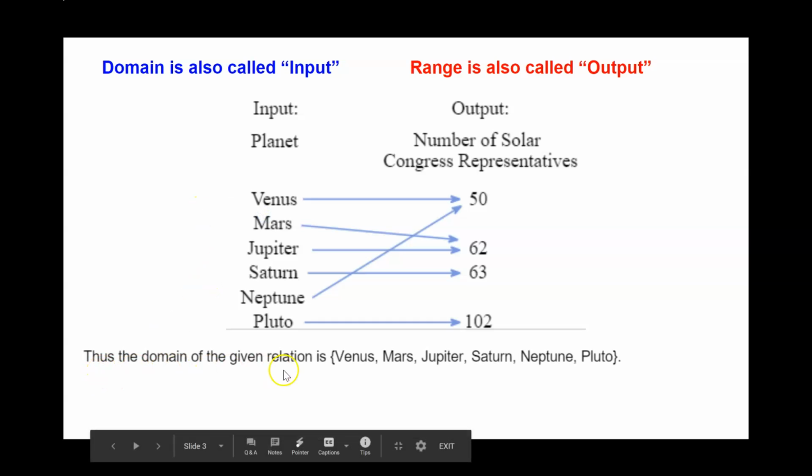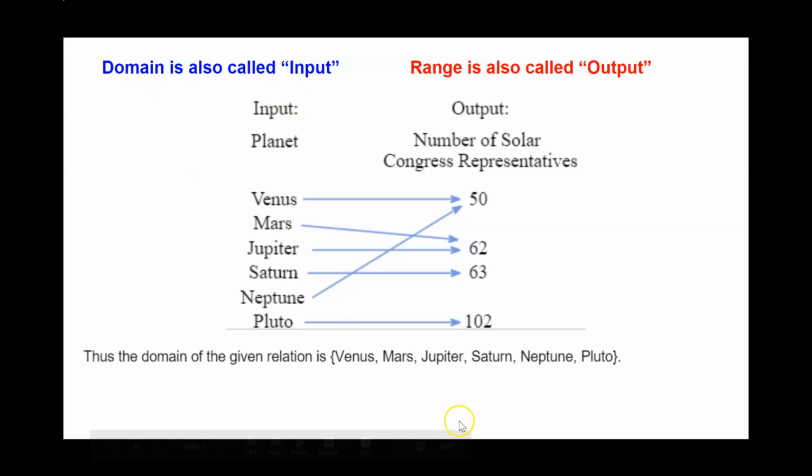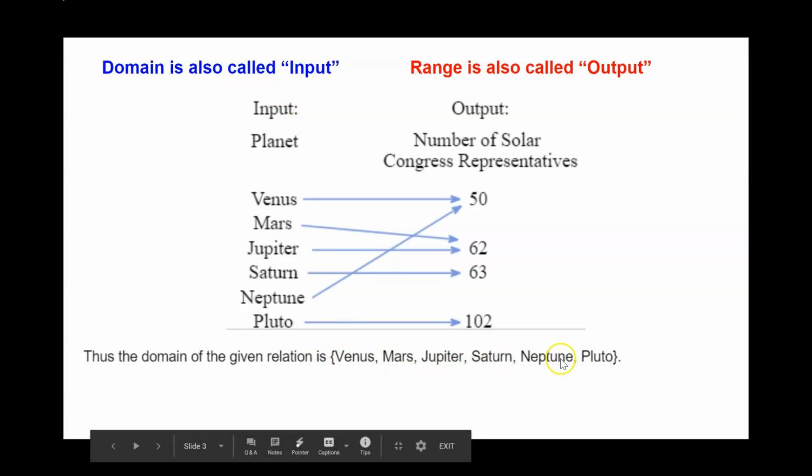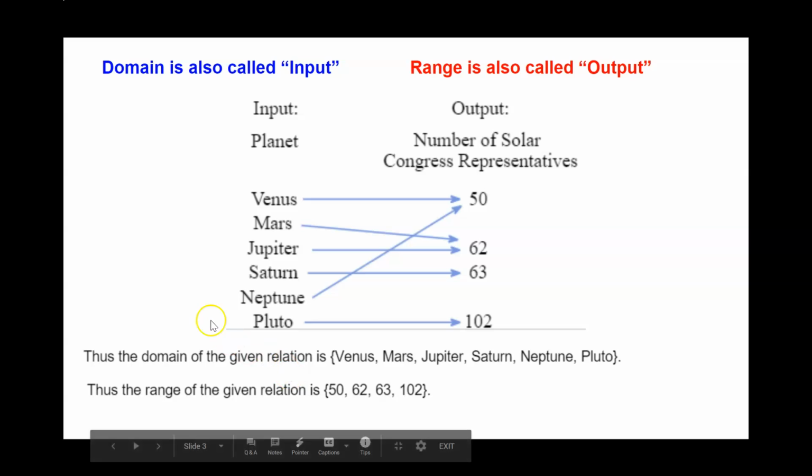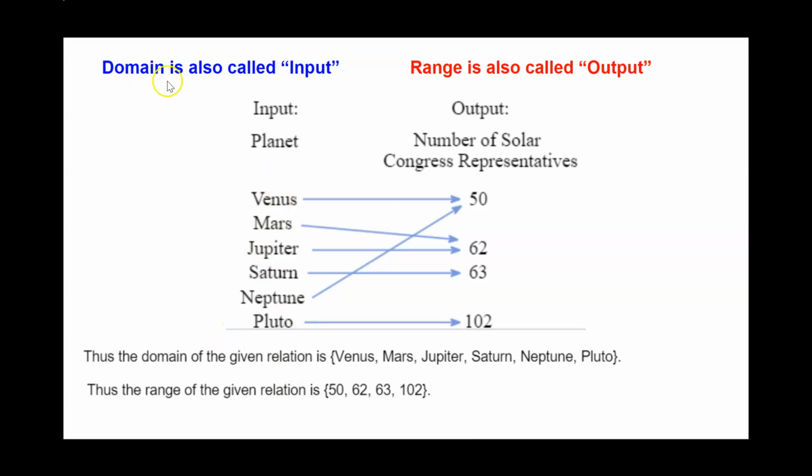So when it asks for the domain, this input would be considered to be the domain. So it would be Venus, Mars, Jupiter, Saturn, Neptune, and Pluto. The range will be the numbers. So this is for finding the domain and range for this type of problem.